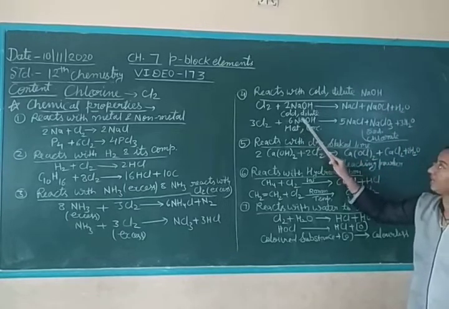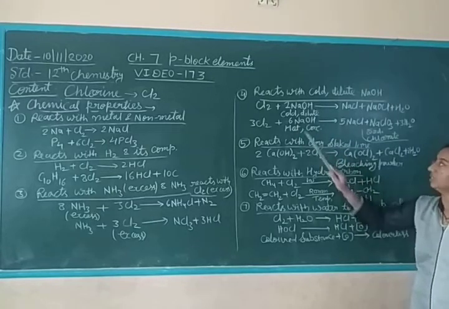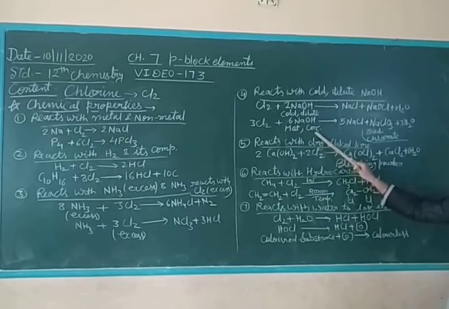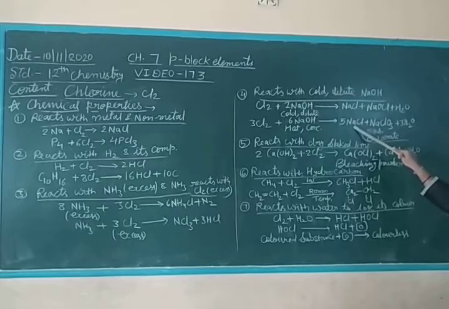If we take hot and concentrated NaOH, chlorine reacts with it and the main product is similar, NaCl, but the byproduct is different: NaClO3, sodium chlorate. So in the first reaction, sodium hypochlorite is formed and in the second reaction, sodium chlorate. The main product is NaCl, but the byproduct differs when reacting with cold dilute NaOH and with hot concentrated NaOH.